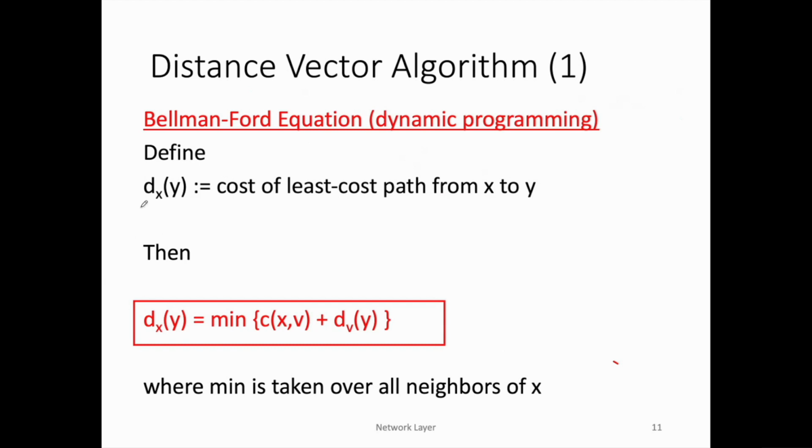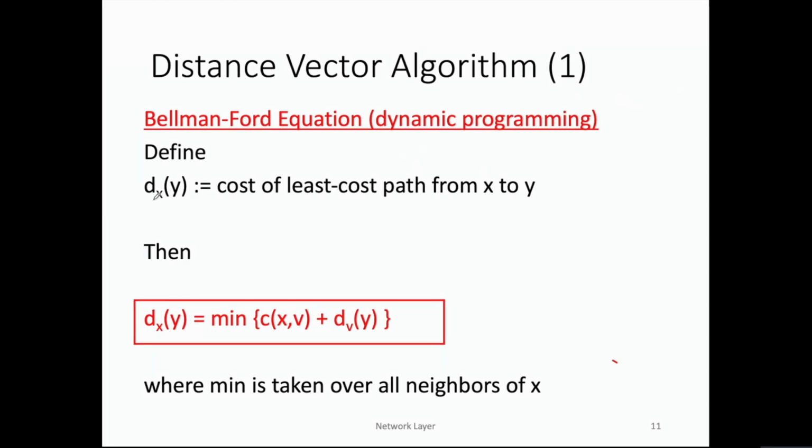So again, here we have some of the notations that we need to understand before discussing Bellman-Ford's algorithm in detail. So this notation d_xy, d sub xy, is the cost. In fact, it's the least cost path from a source x to destination y. So here this x is source and this y is destination, right?